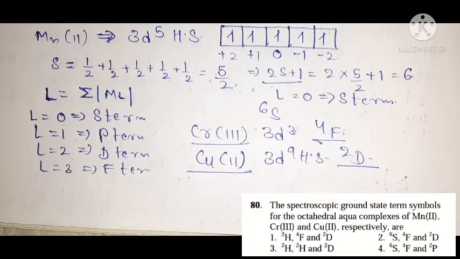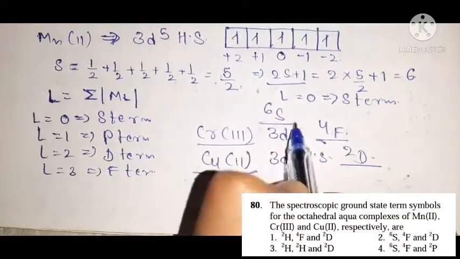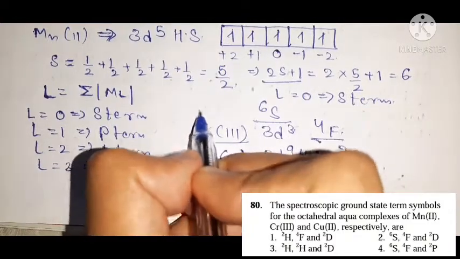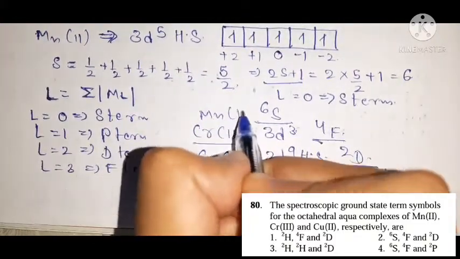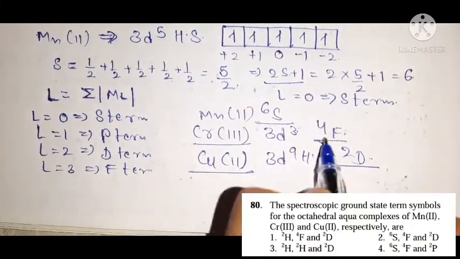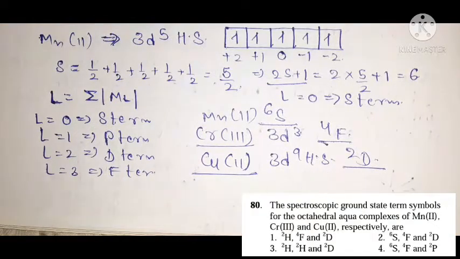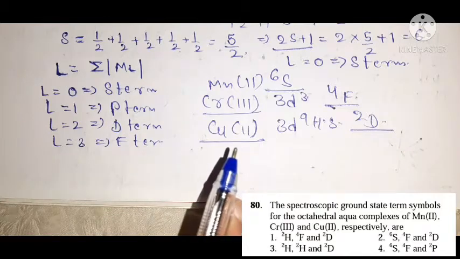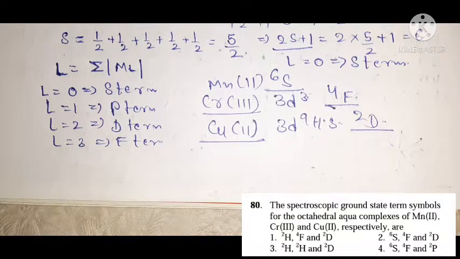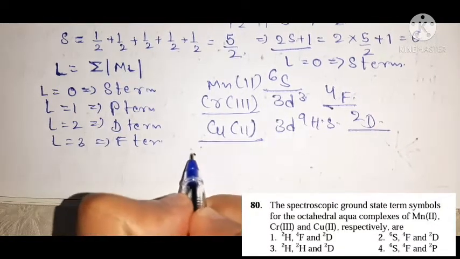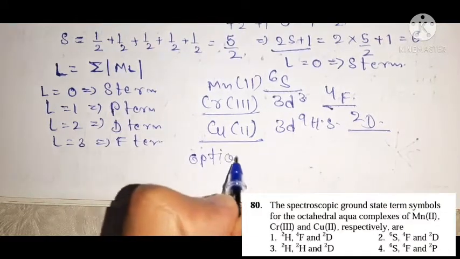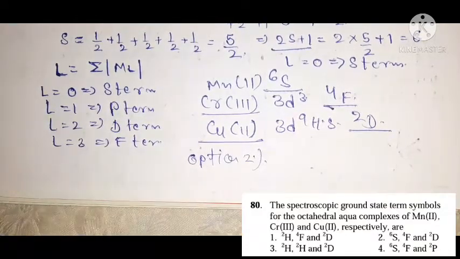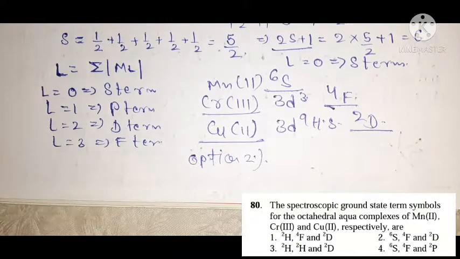So now the ground state term symbol for manganese second is 6S, for chromium third 4F, and for copper second 2D. On the basis of this conclusion, your option number second is the correct answer. See in the corner, friends, option number second is the correct answer for this question.